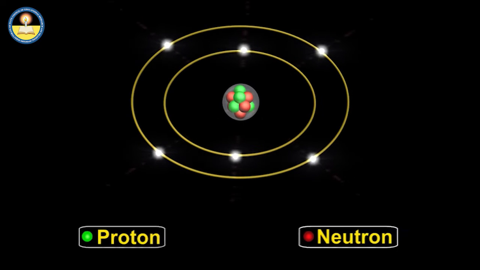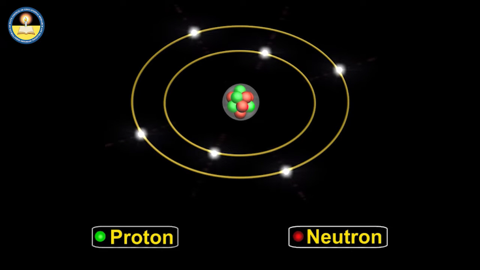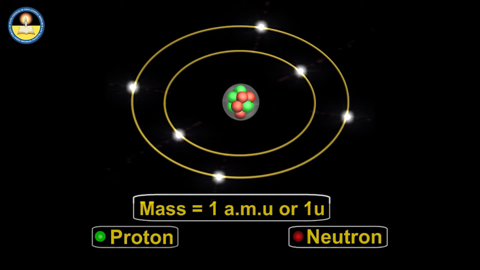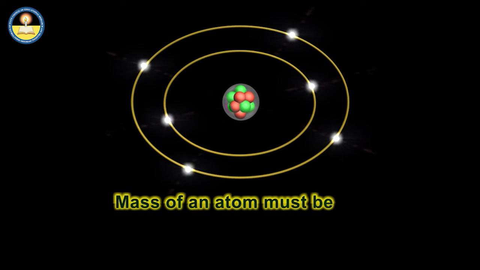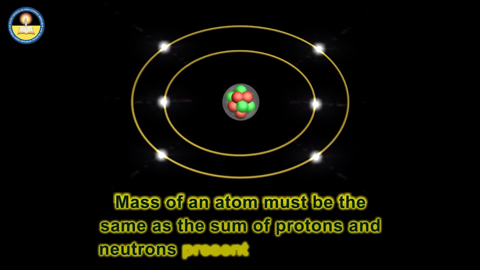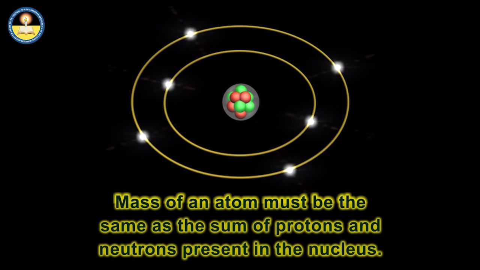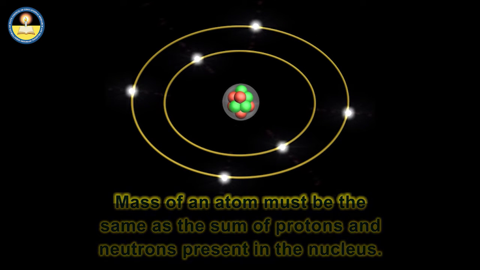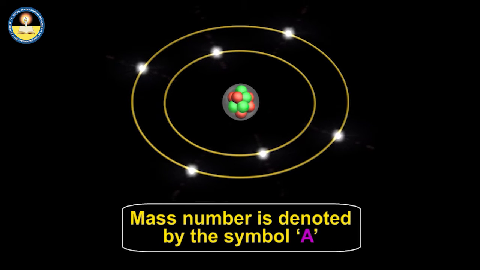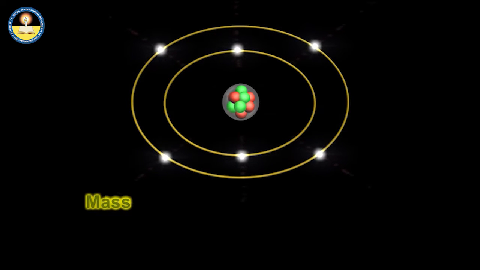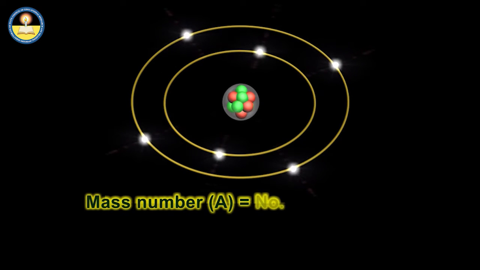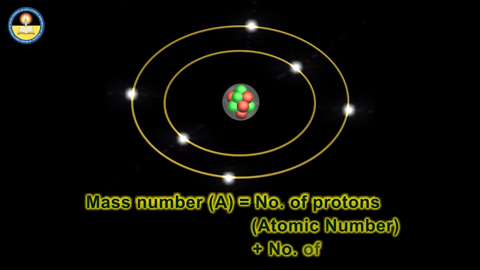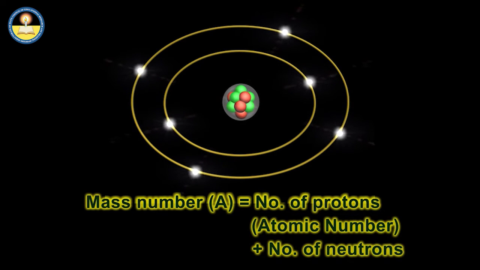Since each proton and neutron has mass equal to one atomic mass unit, therefore, mass of an atom must be the same as the sum of protons and neutrons present in the nucleus. The latter is known as a mass number of an element. It is denoted by the symbol A. The mass number of an element may be defined as the sum of the number of protons and neutrons present in the nucleus of its atom.